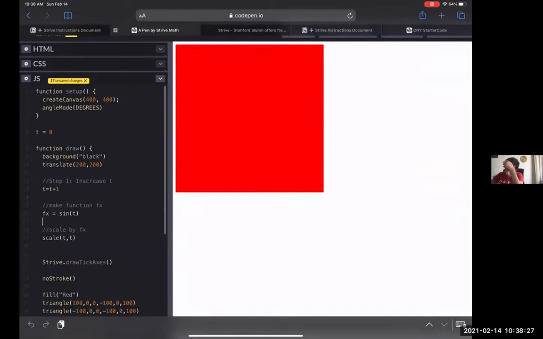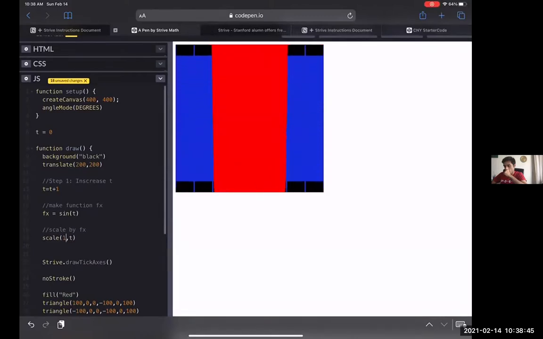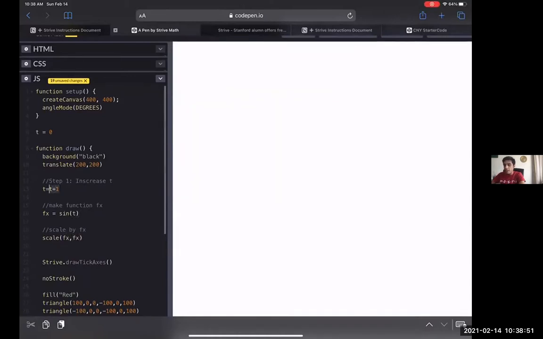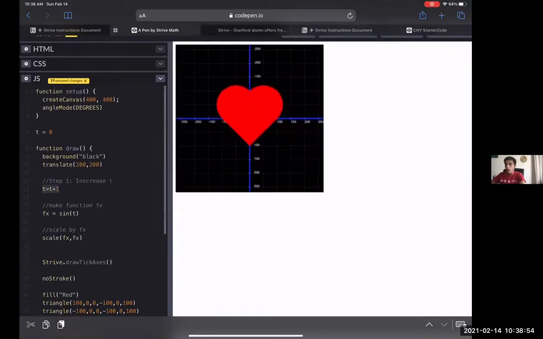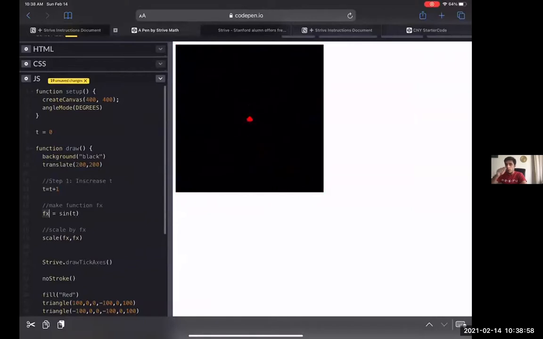What just happened here? Why is it not working? One second. Oh, I've done it by t. It should be f of x. No wonder. Yeah, because t is increasing linearly, right? So it'll just get larger and larger. But f of x is what's changing up and down, right? This was a cool thing for you to see.